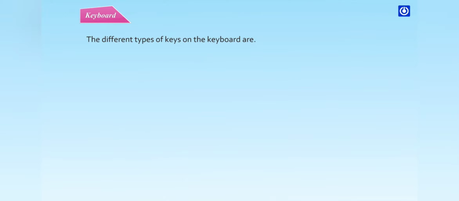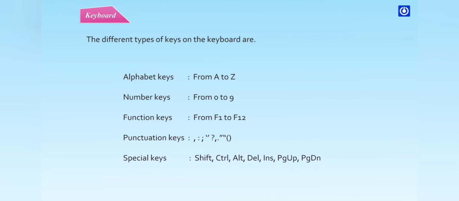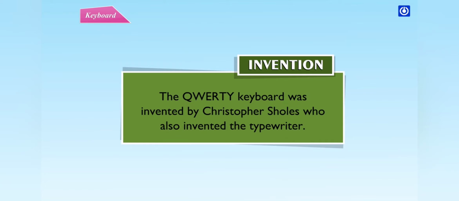The different types of keys on the keyboard are alphabet keys from A to Z, number keys from 0 to 9, function keys from F1 to F12, punctuation keys, special keys, Shift, Control, Alt, Delete, Ins, PG up, PG down, arrow keys. Invention. The QWERTY keyboard was invented by Christopher Sholes, who also invented the typewriter.